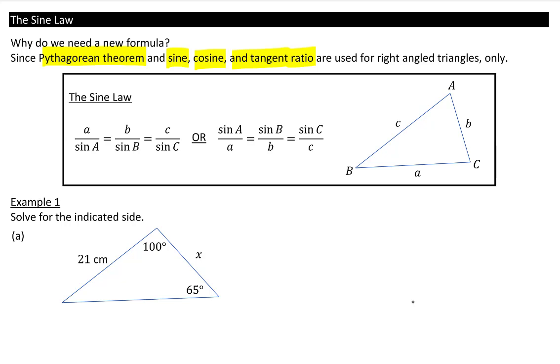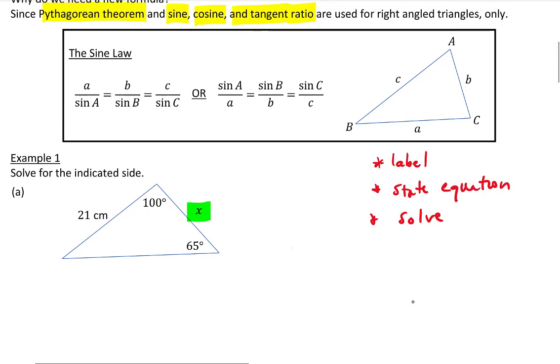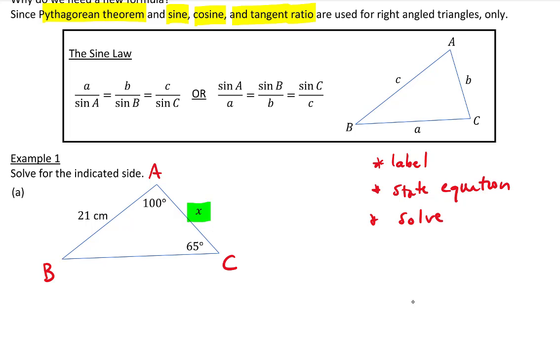So let's review how to use the sine law to solve for a side length. For example 1, we are going to solve for the indicated side x. What we need to do is set up our ratio, same as all our other examples. We're going to label our diagram, state the equation we're going to use, and then solve. So let's start by labeling. In this case it doesn't matter what we call A, B, or C for our vertices, just remember that this will be side C based upon our diagram, and this will be side B.